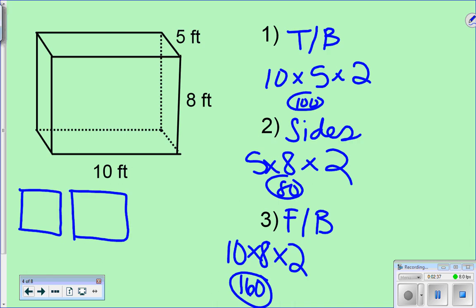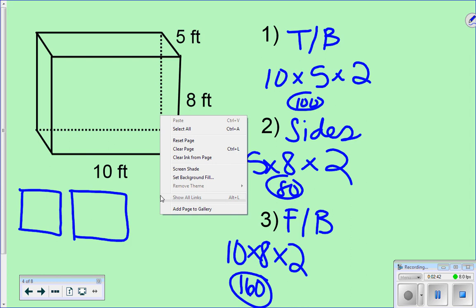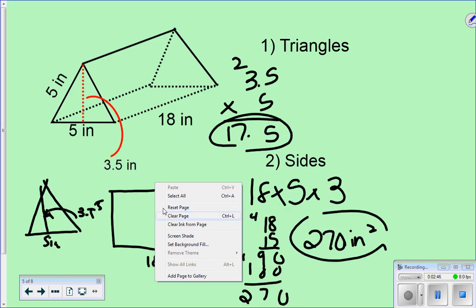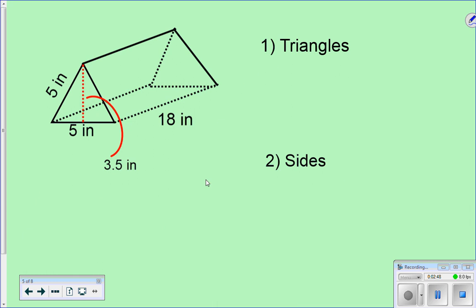Of course. Oh my gosh. I don't want to, let's see. Clear ink. I want to clear ink from the whole thing. There we go. That's great.